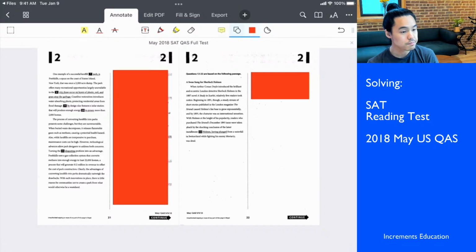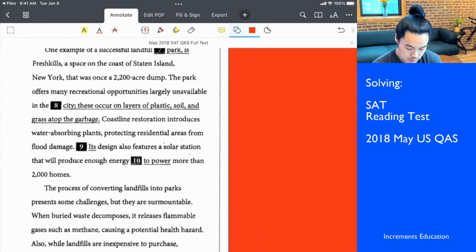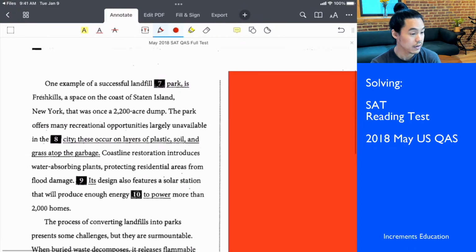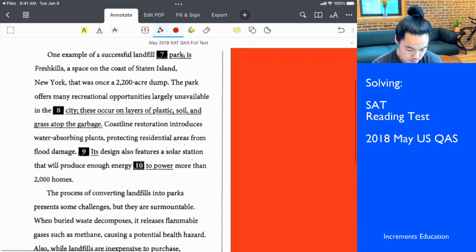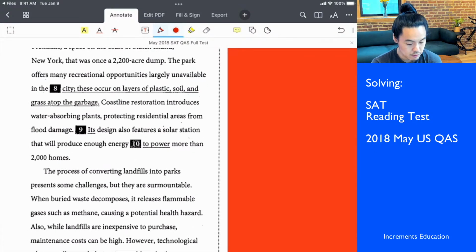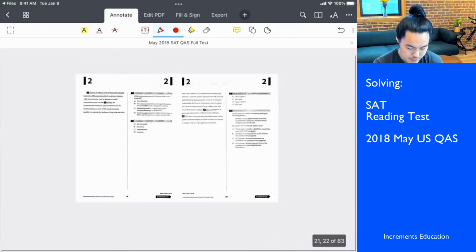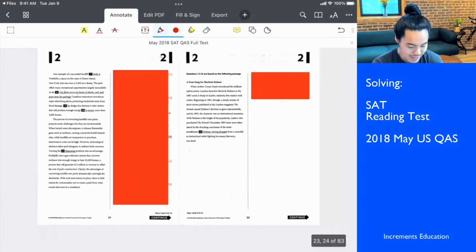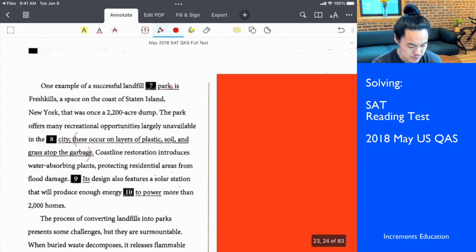Have you ever done this where you cover the questions all together and you just edit it? One example of a successful landfill park is, get rid of the comma, Fresh Kills. The park offers many recreational opportunities largely unavailable in the city, which occur on layers. That sounds kind of weird. That sounds off topic. I have to double check, I have to actually read this. Okay, I can't do it. But this feels very obvious, weirdly specific about the composition of the land when we're talking about success, right? So that feels weird.